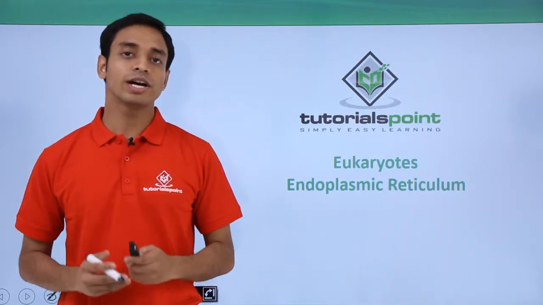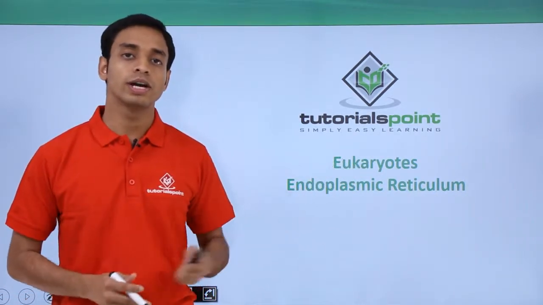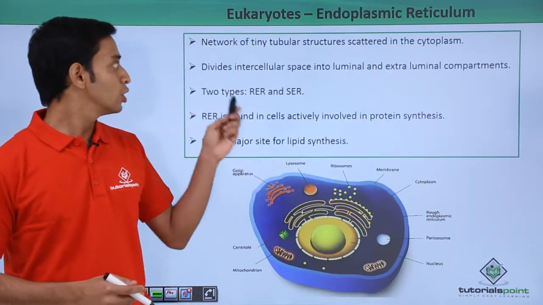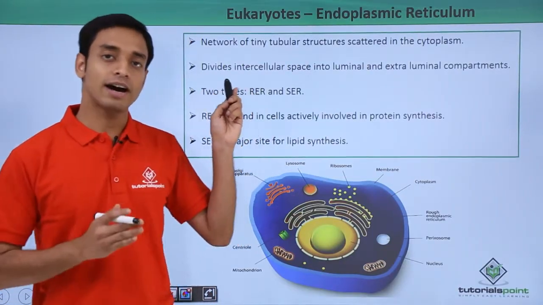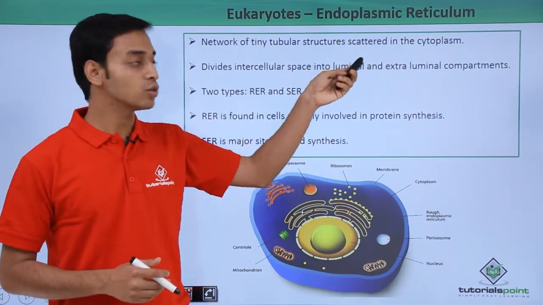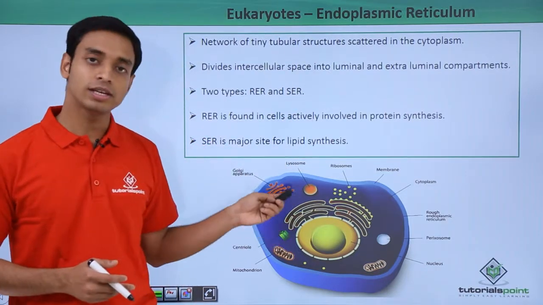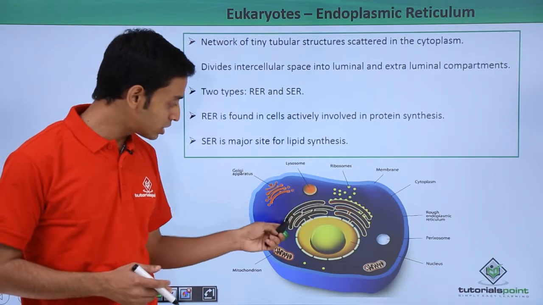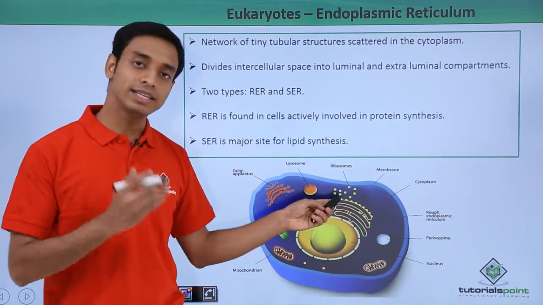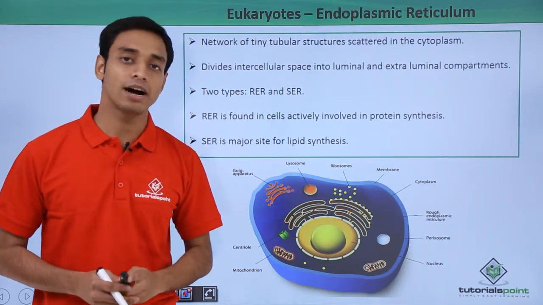In this video, we are going to talk about the endoplasmic reticulum structures, which is also abbreviated as ER structures of the eukaryotic cells. So endoplasmic reticulum, or ER as abbreviated, is a network of tiny tubular structures which are mostly scattered in the cytoplasm. To understand this, let us take a look at this picture. These are tubular structures, as you can see. These are scattered in the cytoplasm and these are actually the endoplasmic reticulum, or abbreviated form, the ER.